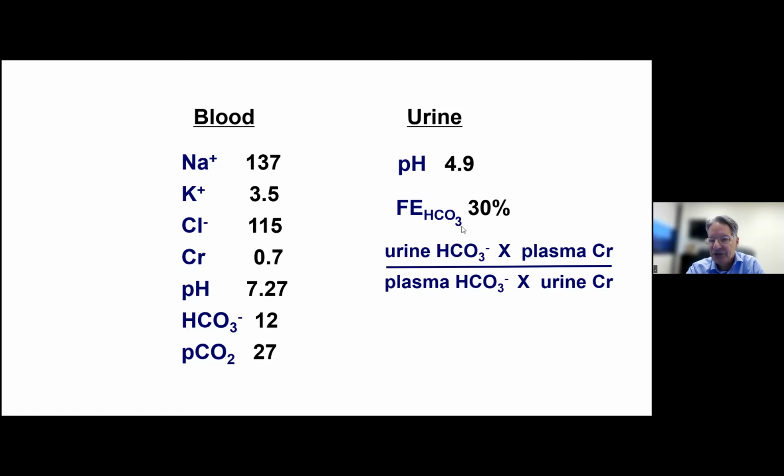So again, we calculate the fractional excretion of anything this way. Creatinines are always the same. This changes depending on what you're talking about. And you multiply by 100. And conceptually, it's the amount excreted in the urine divided by how much came through all your glomeruli. And normally we absorb 99% of the filtered bicarbonate, so the fractional excretion is 1%.